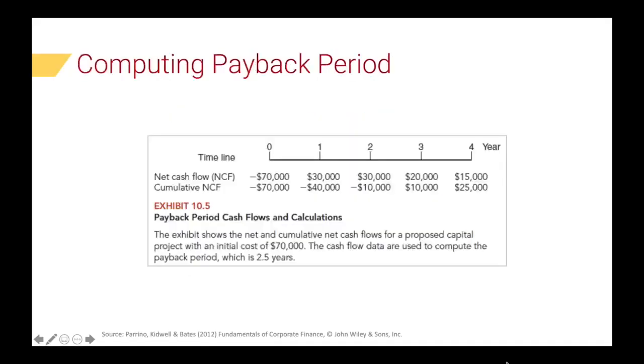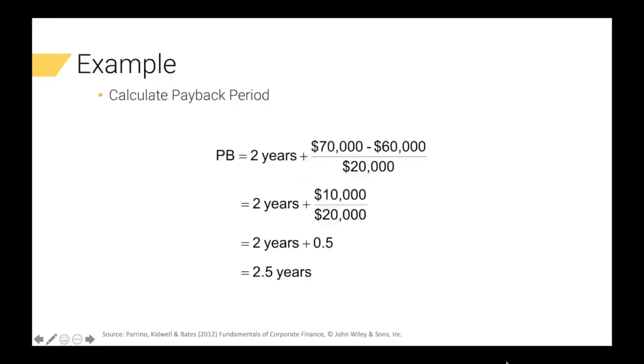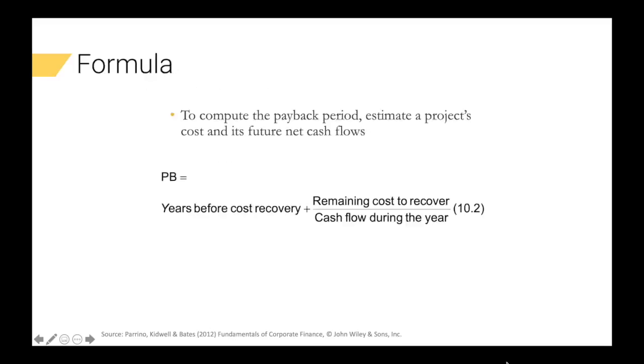This graphic shows the net and cumulative net cash flows for the proposed capital project with an initial cost of $70,000. The cash flow data are used to compute the payback period, which is 2.5 years. This slide right here shows how we got the 2.5 years on the previous screen. To compute the payback period, estimate the project's cost and its future net cash flows.